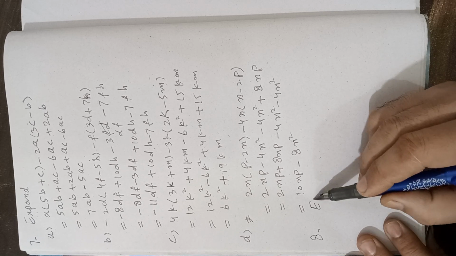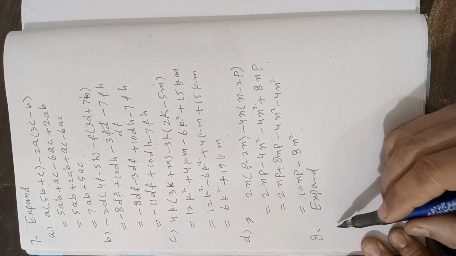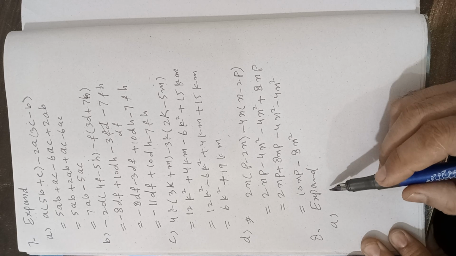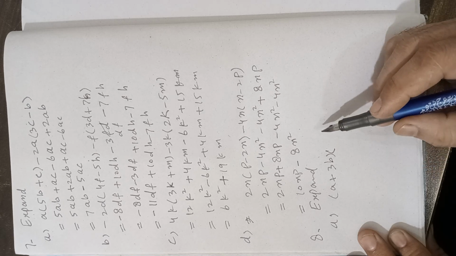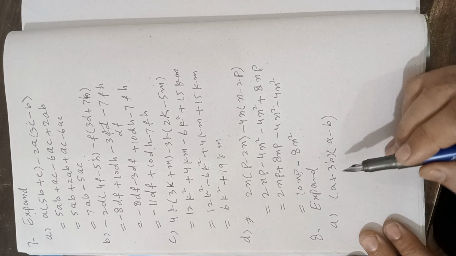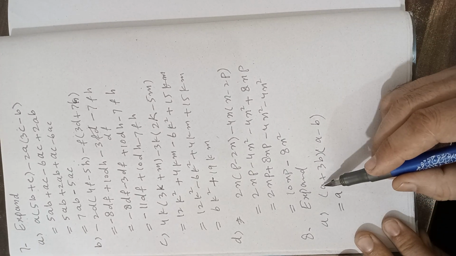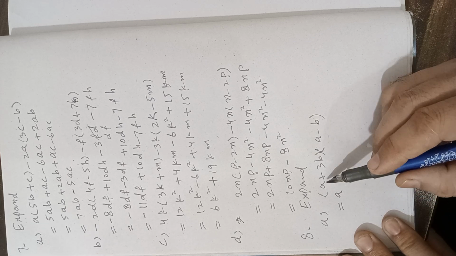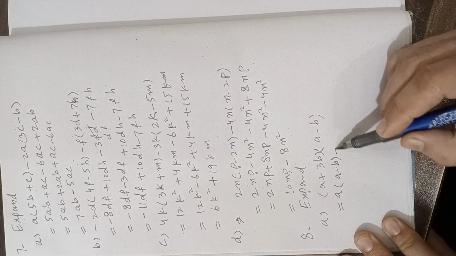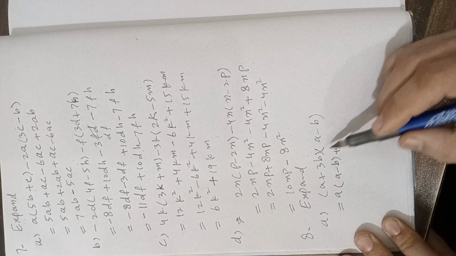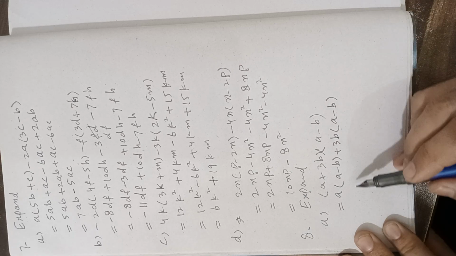It is also to expand, and for expansion we will remove all the brackets. A plus 3b into a minus b. For such type of multiplication, you should take the first part from the first term, and the whole of the second term will be placed in the bracket, and from the first part remove this 3b, and again the second term is in the bracket.